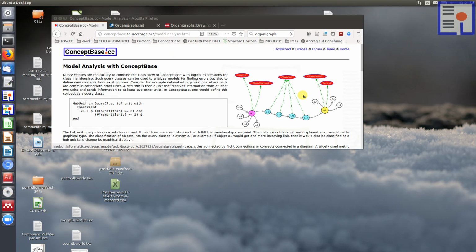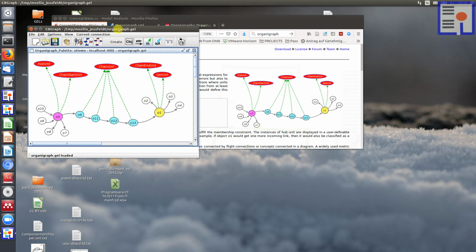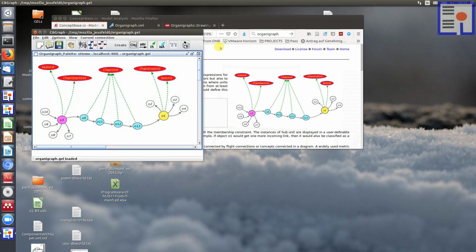So you could imagine that we have very large models of such units, and we would like to use colors here to indicate the type of the unit. And we analyze the type of the unit by such queries that you see on the left hand side. So let's have a look how we do that graphically. Let's start the graph editor for this example, and you see it's exactly the same model.